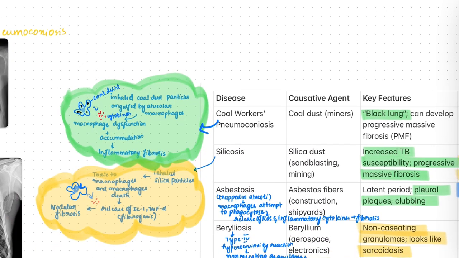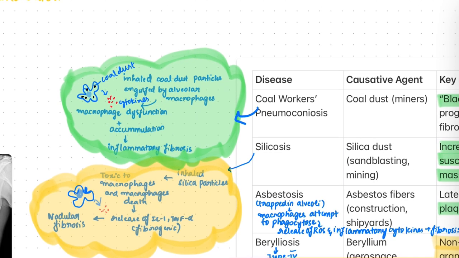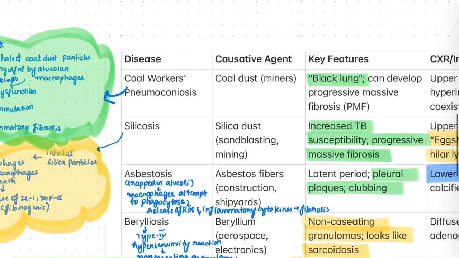The first type is Coal Workers Pneumoconiosis. As the name suggests, the causative agent is coal dust. Whenever there is chronic exposure to this coal dust, as seen in coal workers, there will be inhalation of these coal dust particles. These coal dust particles will be engulfed by the alveolar macrophages. This will cause macrophage dysfunction, and these macrophages will release cytokines which cause inflammatory fibrosis.